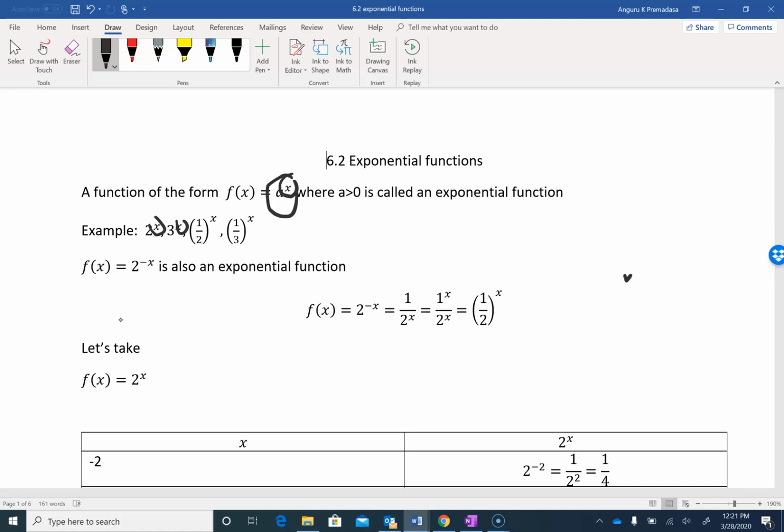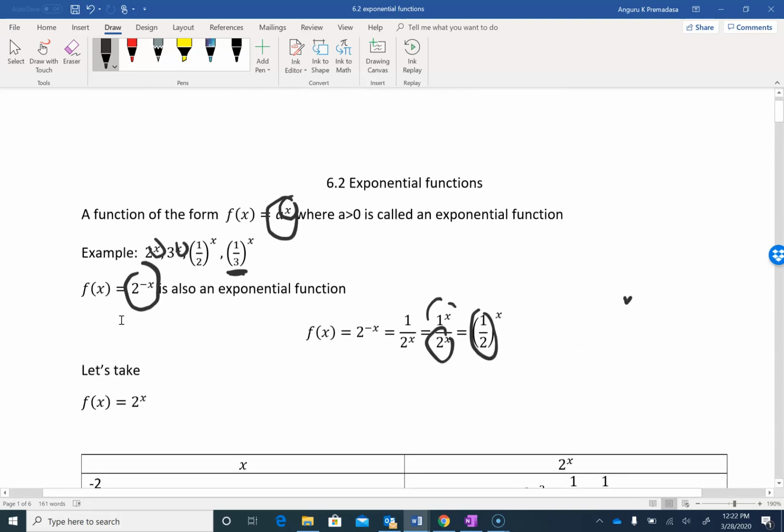All you require is that the base has to be greater than 0. Okay, so now if you look at this one, 2 to the minus x is kind of different, but still it is an exponential function. Why? Because 2 to the minus x can be written as 1 over 2 to the x, right? And 1 can be written as 1 to the x, over 2 to the x, right? And then 1 and 2 can be brought together in a single fraction, so (1/2) to the power x, right?